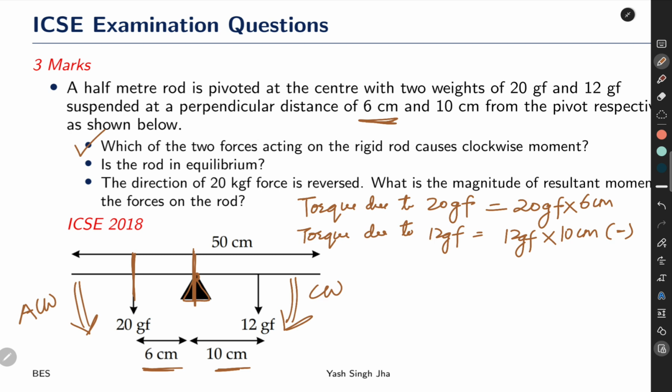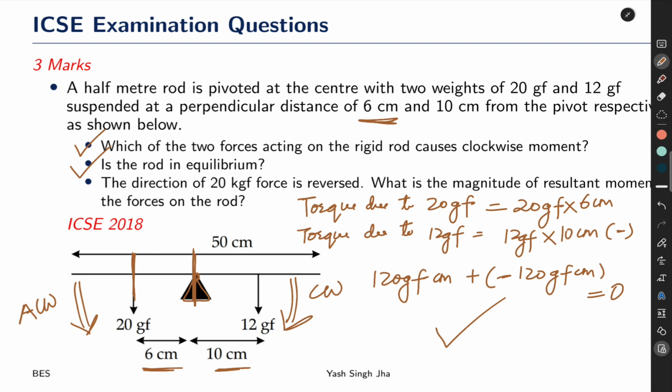So what is the resultant torque? Summation of all torques. It will be 120 gf centimeter plus torque due to 12 gf, which is minus 120 gf centimeter, which turns out to be 0. Yes, so 120 minus 120 is 0. Yes, the rod is in equilibrium. For equilibrium, the resultant of all torques should be 0.